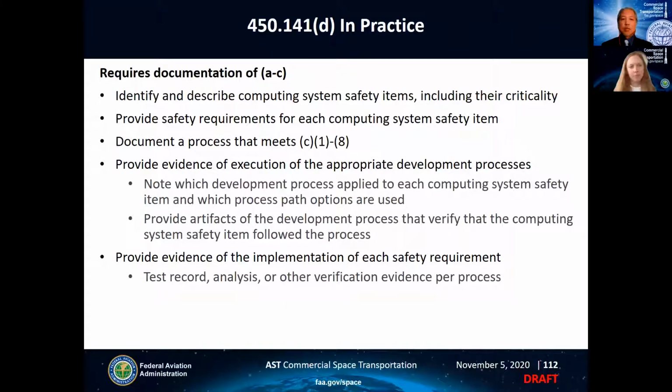In practice, 450.141(d) requires exactly that. Identify computing system safety items and describe them along with their criticality in the operation. Provide the safety requirements for each of those safety items, what they do for safety. Provide the development process that makes sure that they are capable of doing their safety tasks. Provide evidence of the execution of the development process.